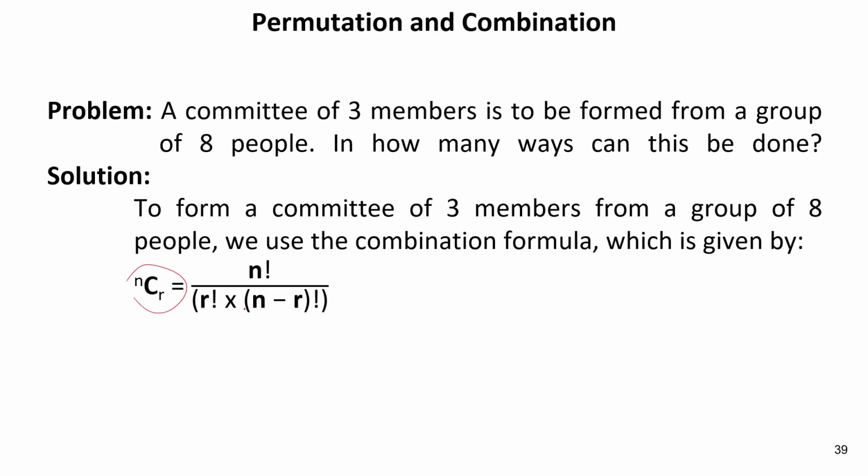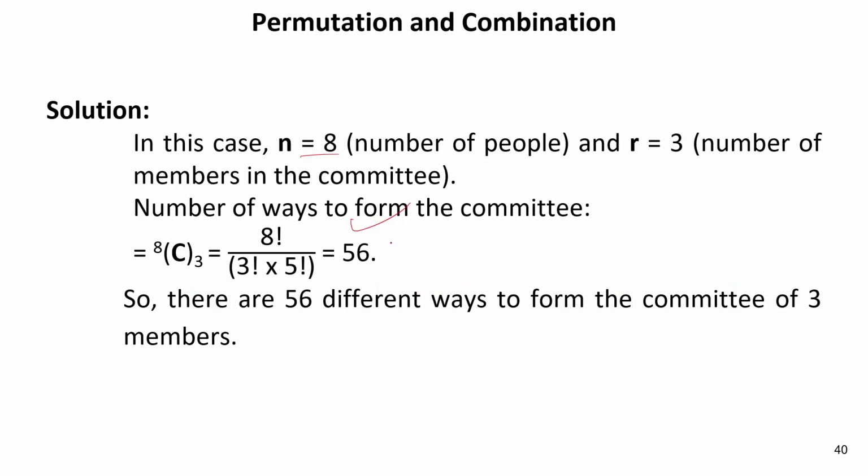That is n factorial by r factorial into n minus r factorial. So that is 8 factorial by 3 factorial into 5 factorial. So it will be 8 into 7 into 6 by 3 into 2, which will be equal to 56. There are 56 ways to make it happen. So n is equal to 8, and 56 will be the correct answer. So there are 56 different ways to form a committee of 3 members.